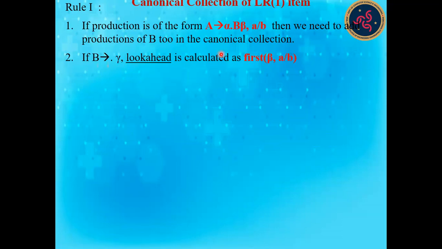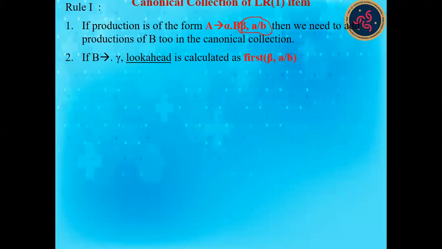Now we have to find out the look ahead. So how can we find the look ahead? Here the look ahead for these productions can be calculated by taking first of beta comma a or b. We have to take the first of the remaining symbols after B. We have to consider the symbols that come after B. So here the look ahead is calculated as first of beta comma a or b.